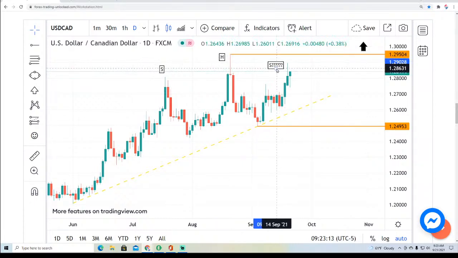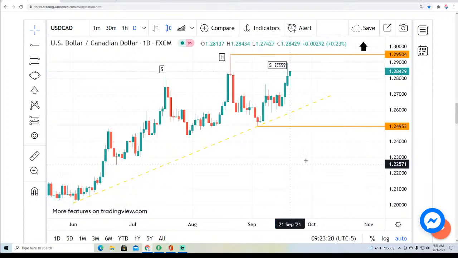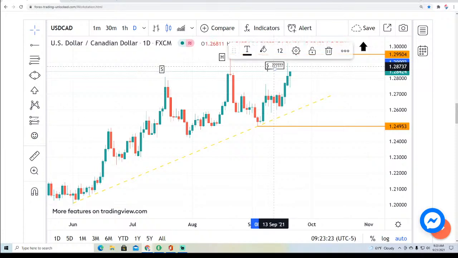Is that a shoulder? Let's make that a little clearer. Put a space here between the S. All right. There we go. All right, so now you see that. So key off of this area here.